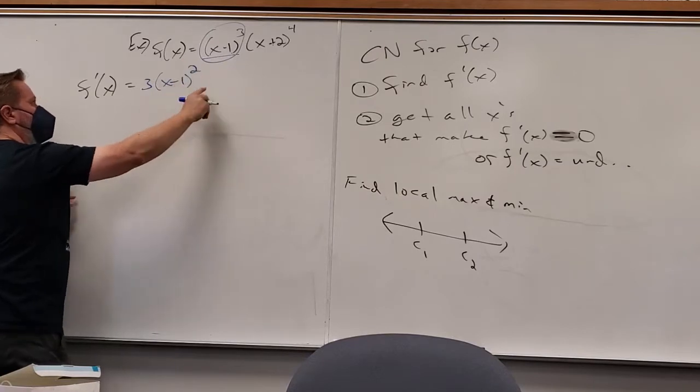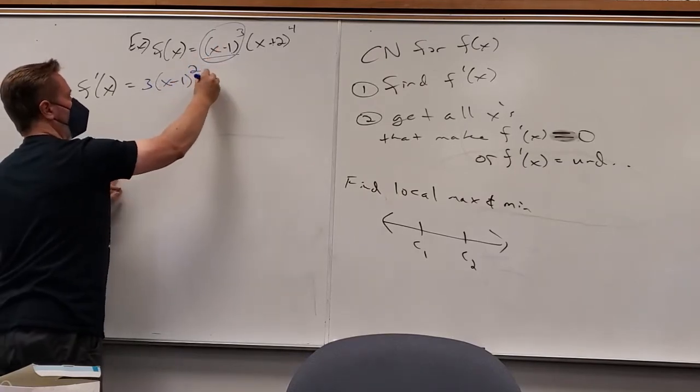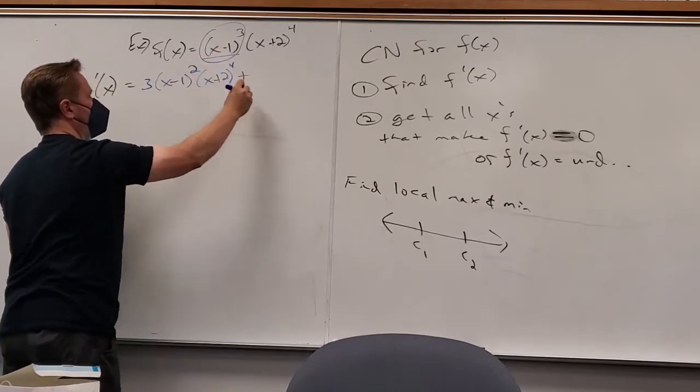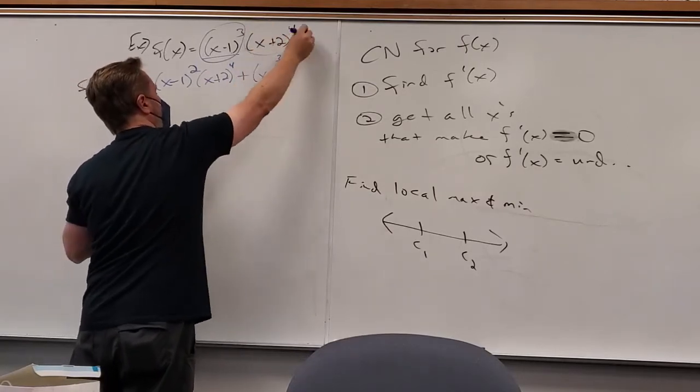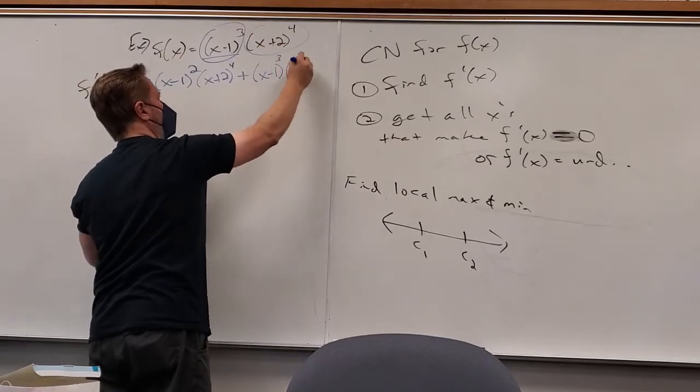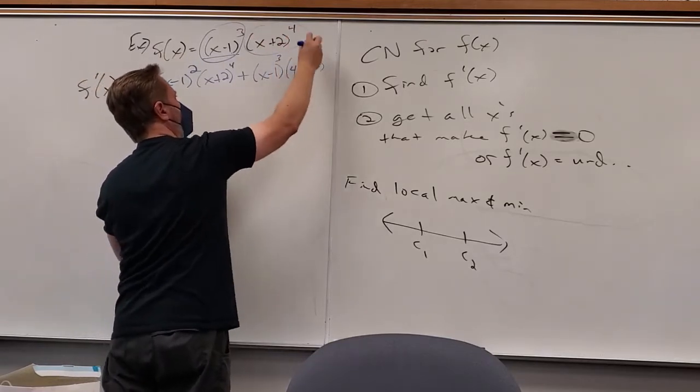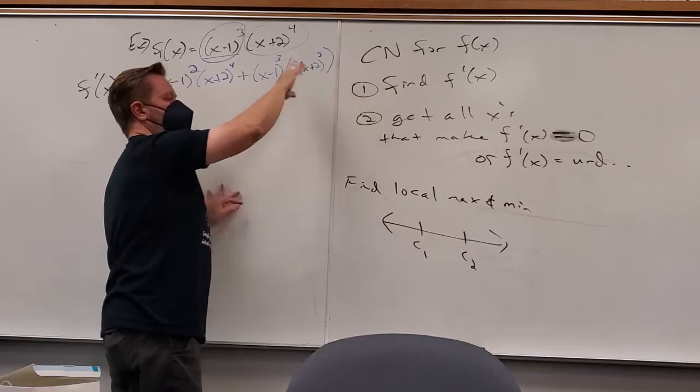Three. Six, one. And then the derivative of the inside is one. So, and then leave this guy alone. Plus, leave this guy alone. And what's the derivative of this? 4x plus 2. And the derivative of the inside is 1. So it times 1 appears.